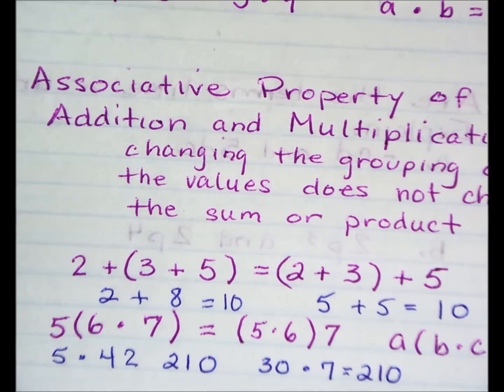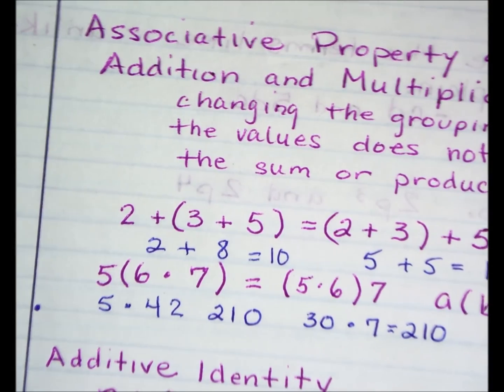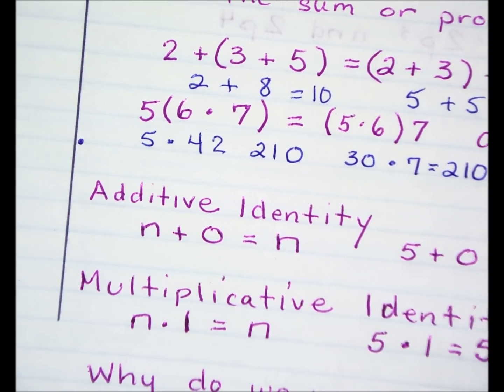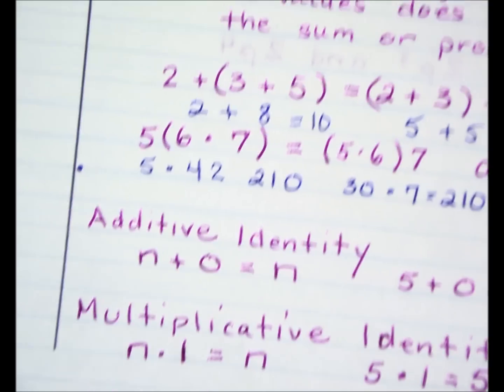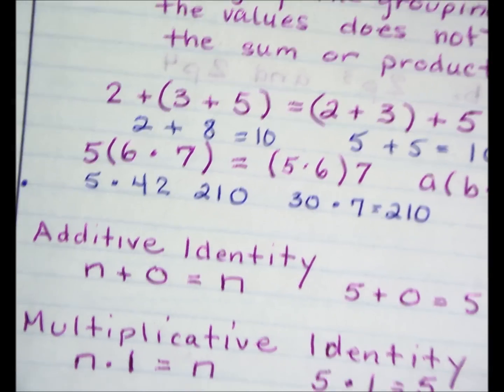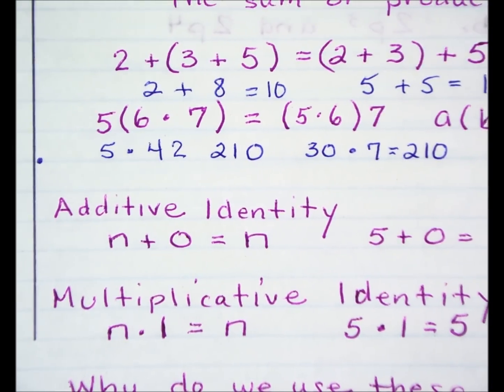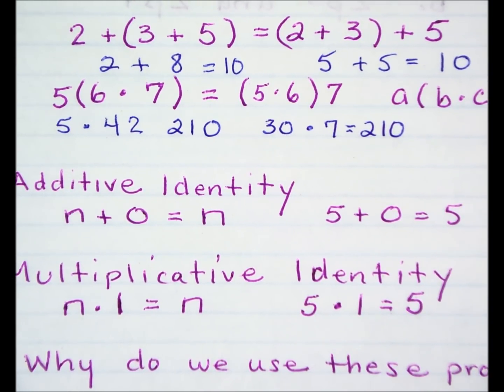The last two properties we're going to discuss are the additive and multiplicative identity, or the identity properties of these numbers. The identity property of addition says that any number plus 0 equals that number. So 5 plus 0 equals 5. The identity property for multiplication says that any number times 1 is going to equal that number. So n times 1 is equal to n.